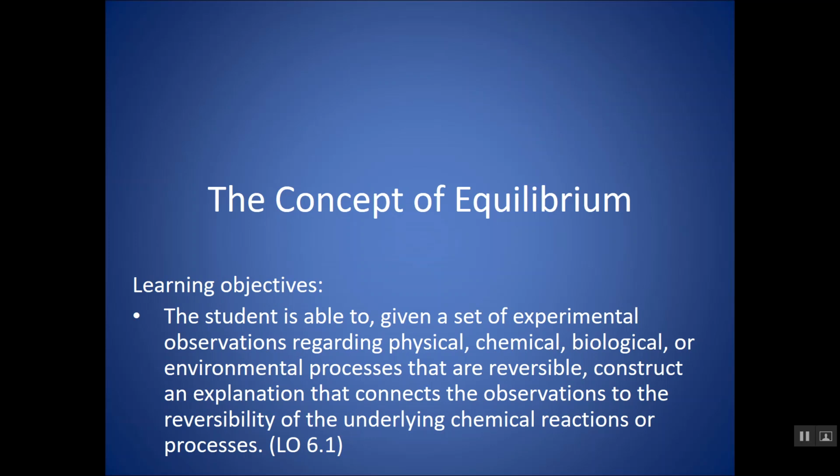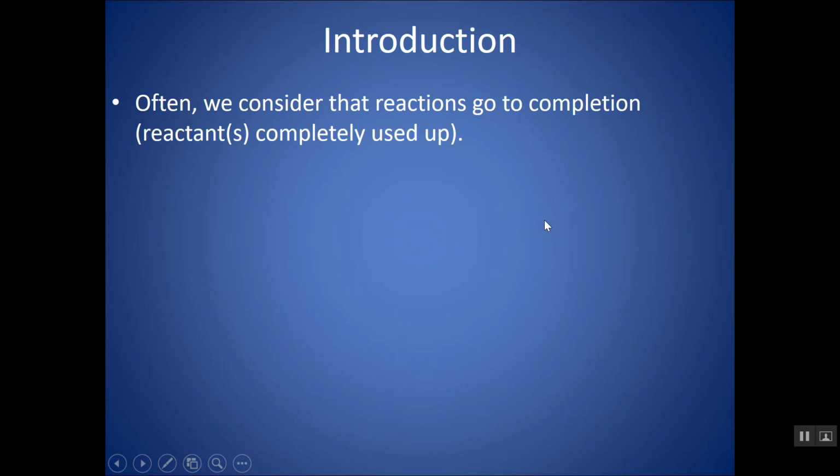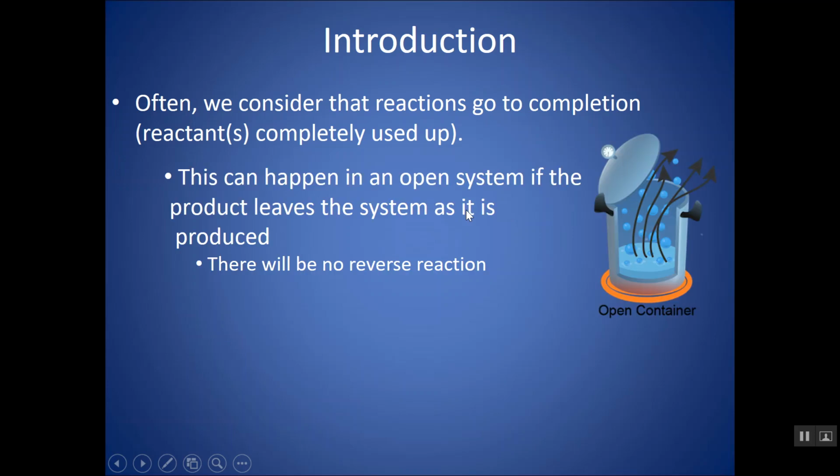In this video, we're going to start taking a look at the concept of equilibrium. So often in the past, when we've looked at reactions, we've considered that the reactions go to completion, meaning that you have one or more reactants and one of them is completely used up, which we call the limiting reactant, and product is created. So we say that the reaction stops once you've run out of one or more of the reactants, and that's called going to completion.